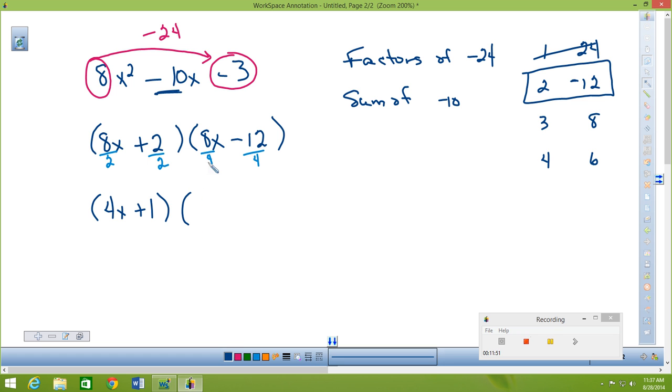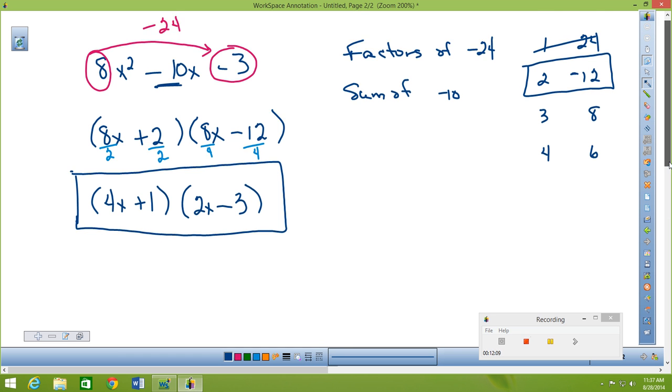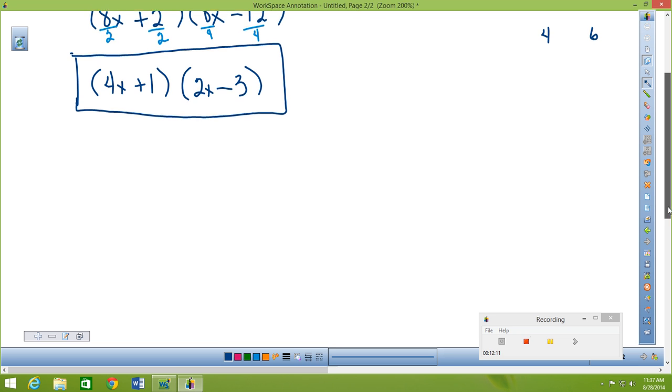Okay, 8x divided by 4 is 2x, minus 12 divided by 4 is 3. Okay, that is your final answer. You could double check it by foiling, but just trust me on this one. Okay, I am going to do one more.